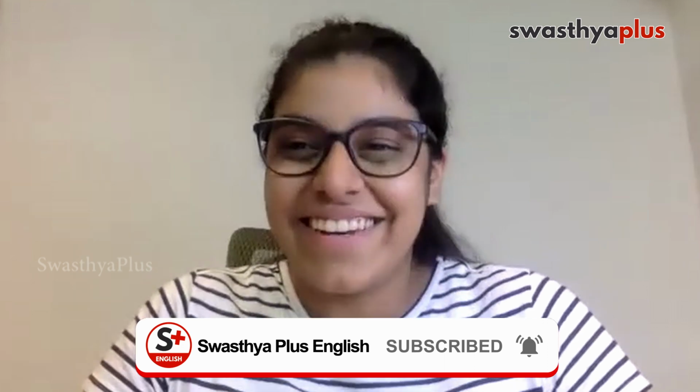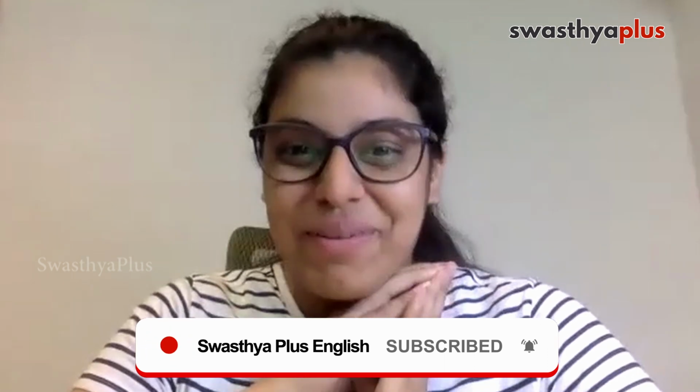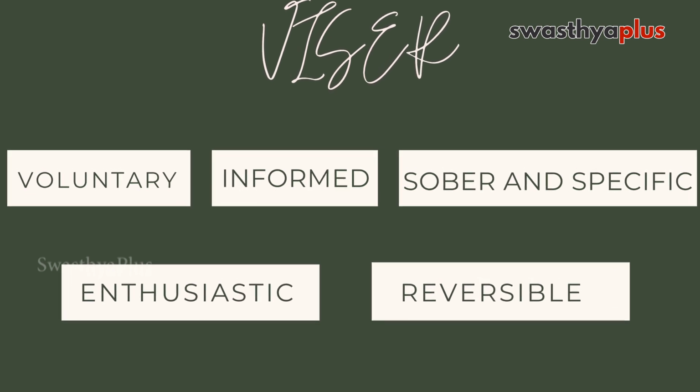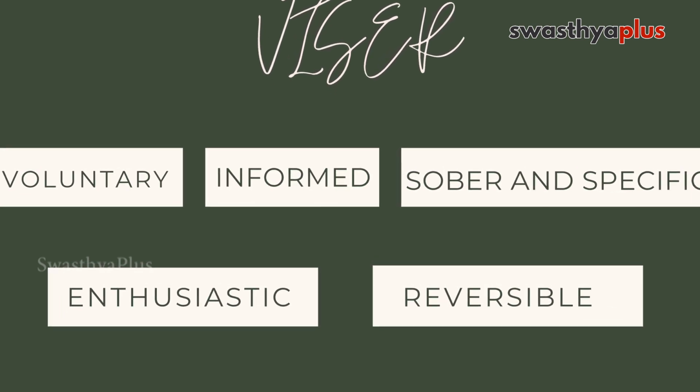It's almost like me asking you, hey, do you want to go on a roller coaster? And then I suddenly take you bungee jumping, right? So you can't consent to bungee jumping if you just said yes to a roller coaster. S is sober and specific, E is enthusiastic, and R is reversible. So these are some key components that help really define consent and help you identify whether a situation is consensual or not.